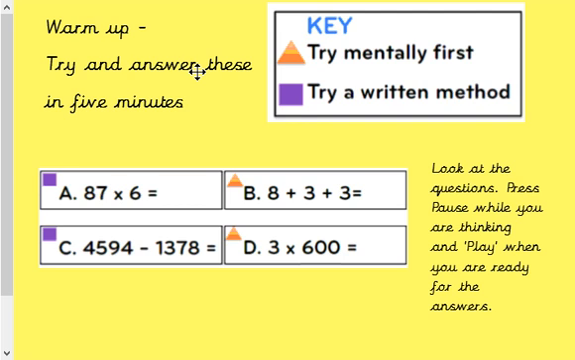There are 2 mental strategy questions and 2 written strategy questions. Try and answer the questions in 5 minutes, as always, or as close to 5 minutes as you can. Press pause when you're working and press play when you're ready for me to go through the answers with you. So press pause now.